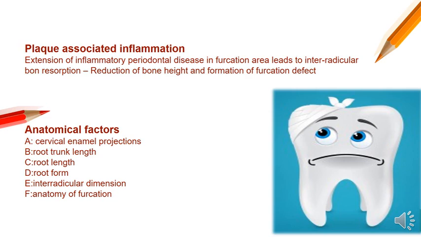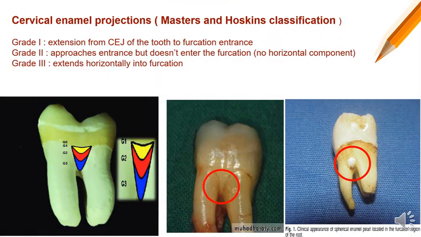Anatomical factors include the cervical enamel projections, the root trunk length, root length and root form or shape, interradicular dimension, and the anatomy of the furcation. Cervical enamel projections are a local anatomical factor resulting in furcation involvement, described by Masters and Hoskins. They classified the projections into three grades.